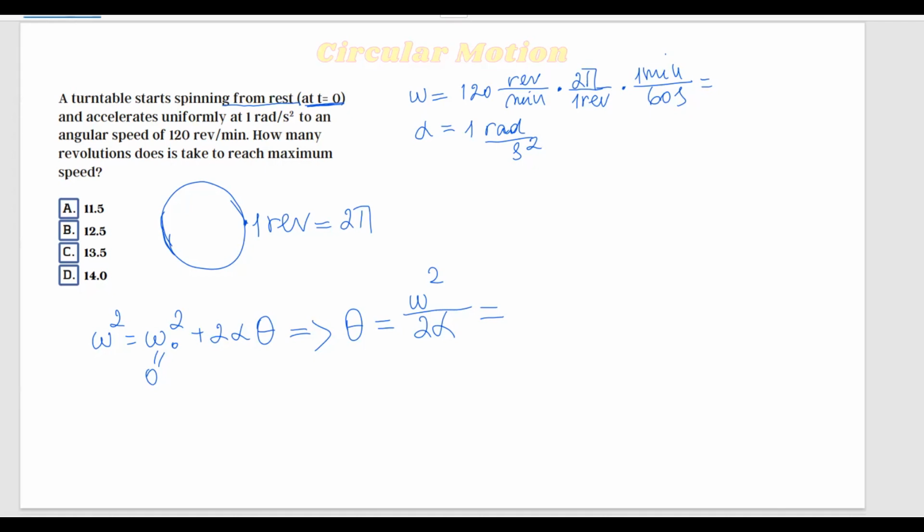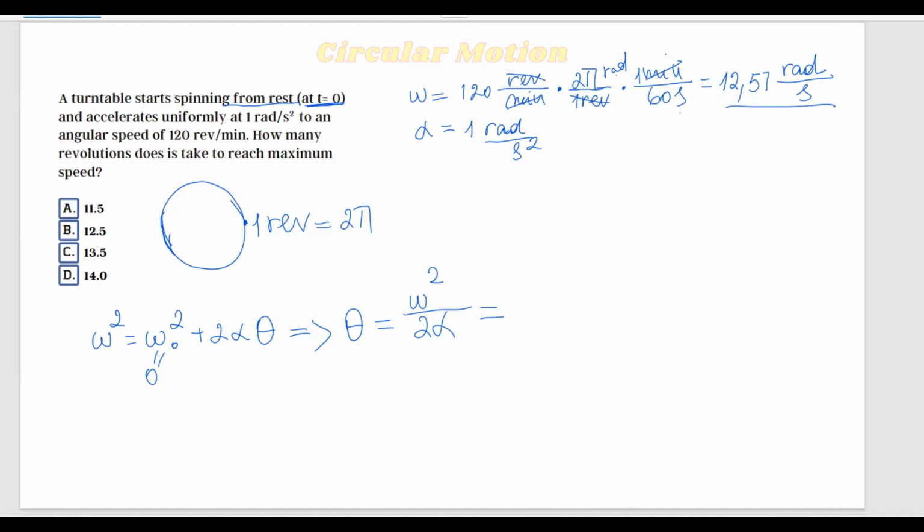Okay, so I'm going to have 120 multiplied by 2 multiplied by pi, divided by 60. And I'm getting that angular speed is equal to 12.57 radians per second. This is 2 pi radians, right? Because revolution goes away, minute with minute, and then we're left with radians per second.